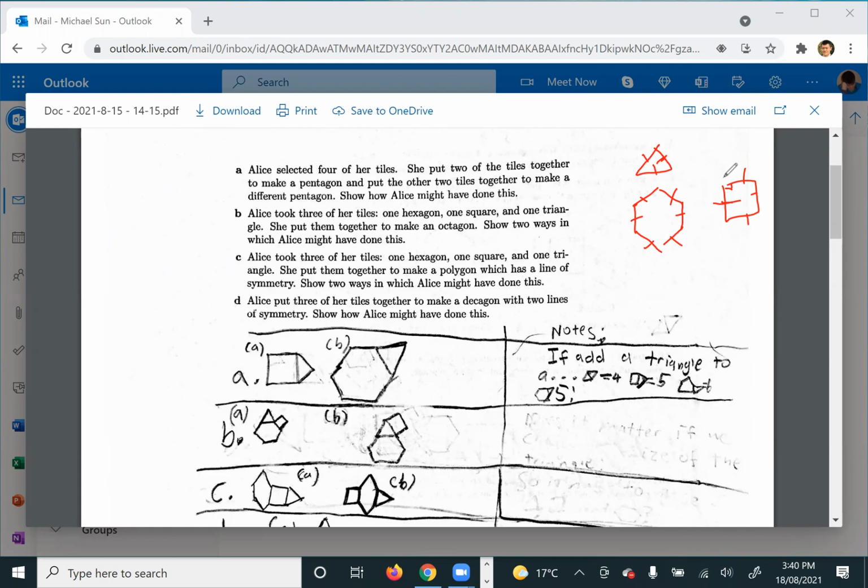So you select 4 tiles to make 2 shapes, each with 5 sides. That's what a pentagon is, right? Yeah. Pentagon. Okay. It has a pentagon here. So this student put these 2 as the pentagons. Yeah. So you notice how if you put the square and the triangle, you have 5 sides, right? So that's obviously a pentagon.